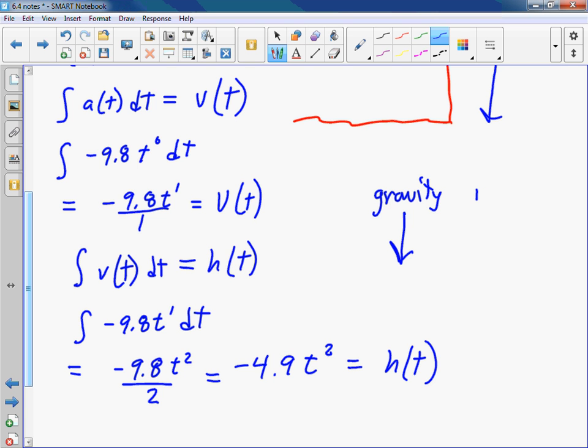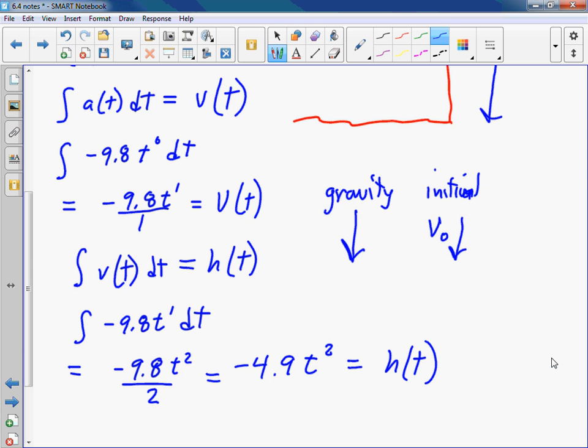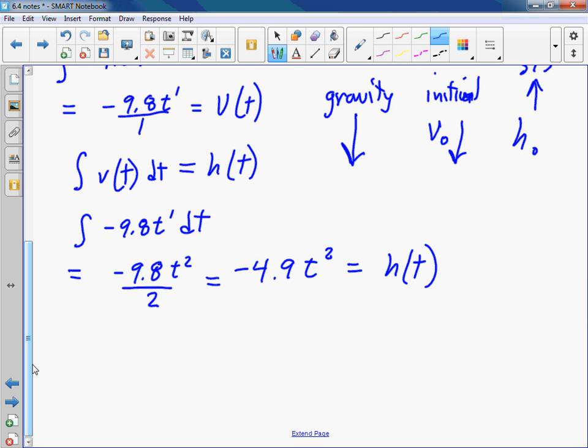We have to do initial velocity, which was v of 0, and it was downward. Man, this thing's flying. And then we also have to consider the height that we started at. We'll just say, h of 0. And that was up 375. Okay, so we can do this then. Let's put it all together.